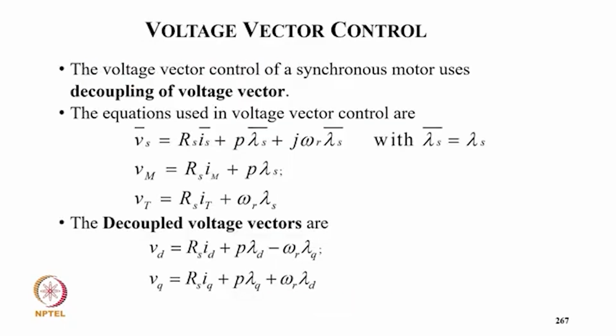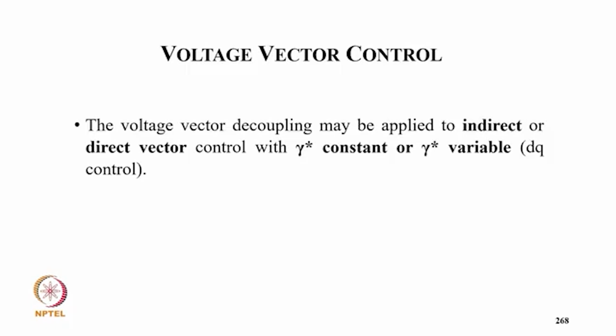So the voltage vector control of the synchronous machine uses decoupling, and the equations for use in vector control are: VR equal to RS P lambda s plus J omega R lambda s, where lambda s equals lambda s, and VM equal to RS IM plus P lambda s, and VT equal to RS IT plus omega R lambda s. The decoupled voltage vectors are VD equal to RS ID plus P lambda D minus omega R lambda Q, and VQ equal to RS IQ plus P lambda Q plus omega R lambda D.